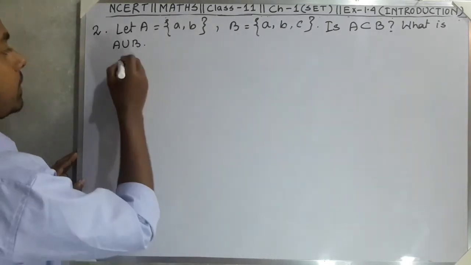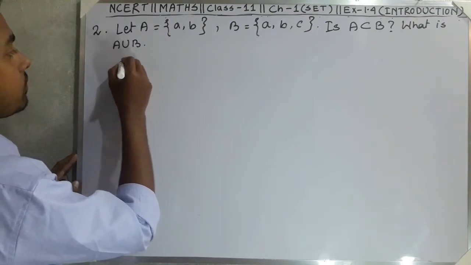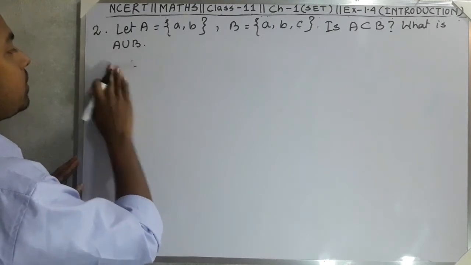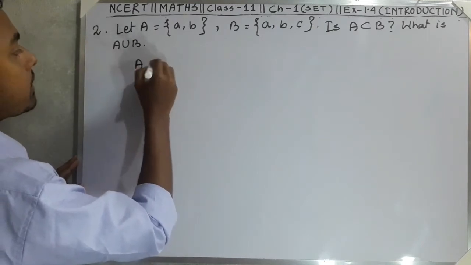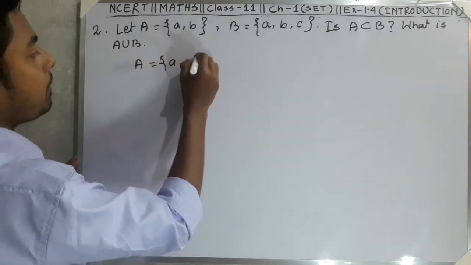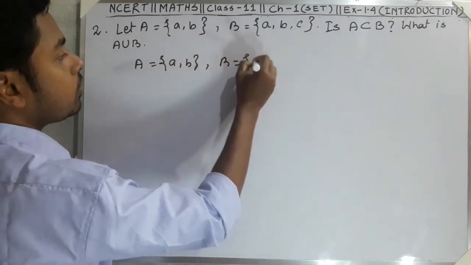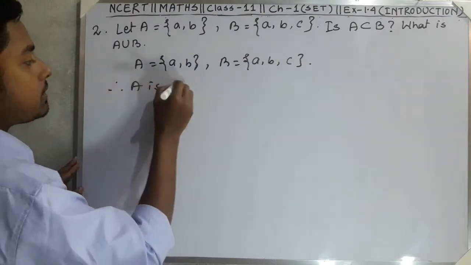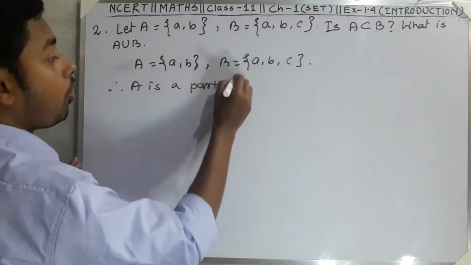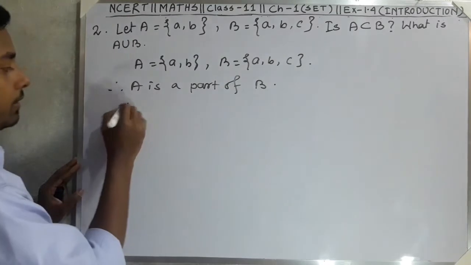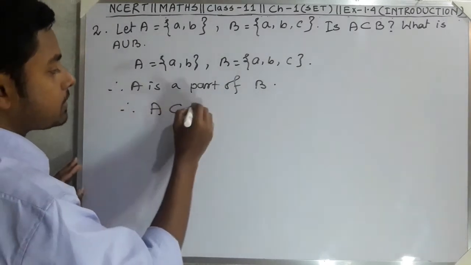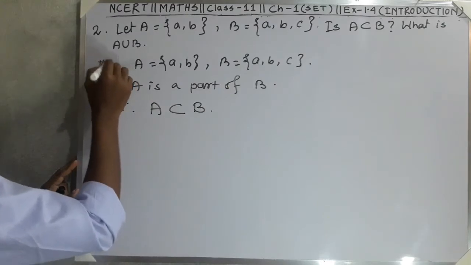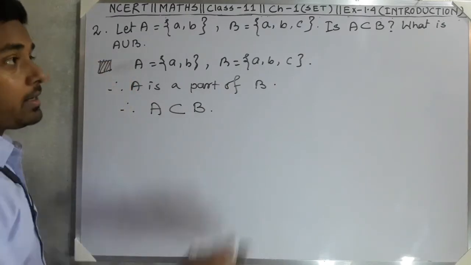So how to write the answer? Let A be equal to {a, b}, B be equal to {a, b, c}. Therefore, A is a part of B. Therefore, A is a subset of B. This is the first part. Clear?